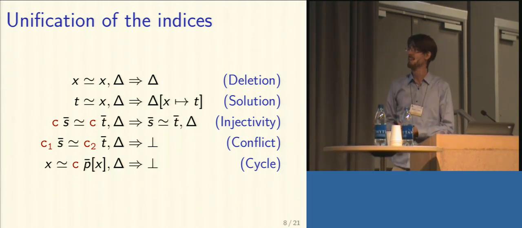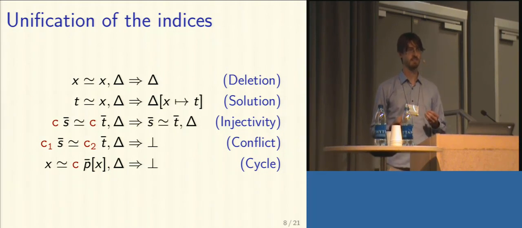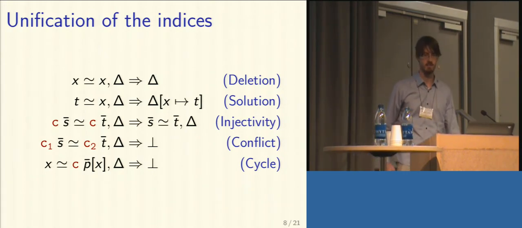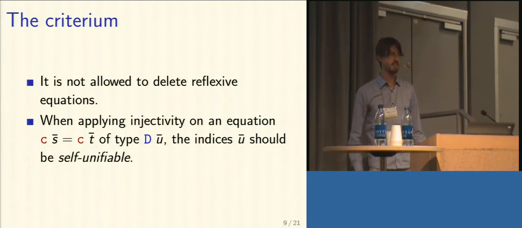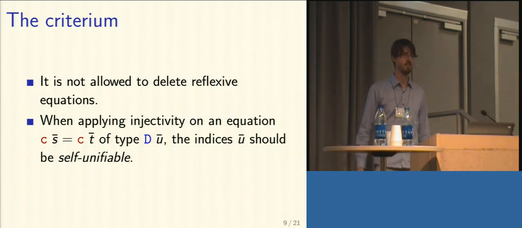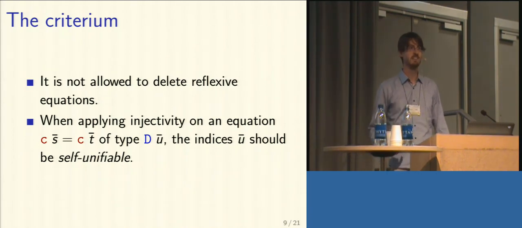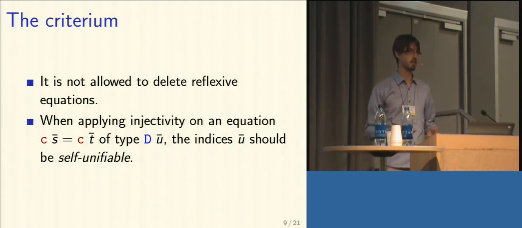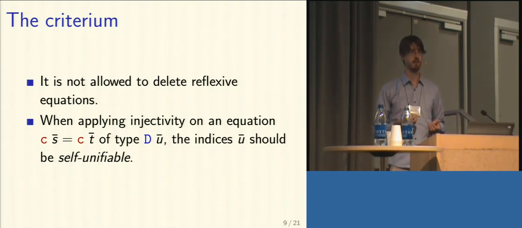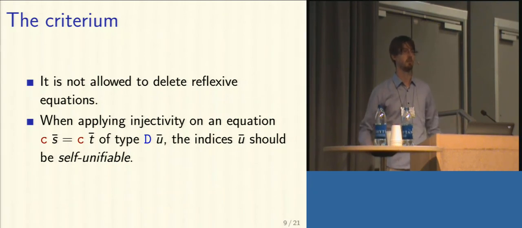What I did is look at these rules to see which of them are still allowed if we are in a theory without K. And it turns out that with two basic restrictions to this algorithm we can avoid using the K axiom. The first restriction is that we cannot use the first rule to delete reflexive equations, because this would exactly require the K axiom. The second one is a little more subtle. When we want to apply injectivity to an equation with two same constructors, and these are constructors of an inductive family, then it requires the indices of this inductive family to be unifiable with themselves. This sounds like a strange restriction.